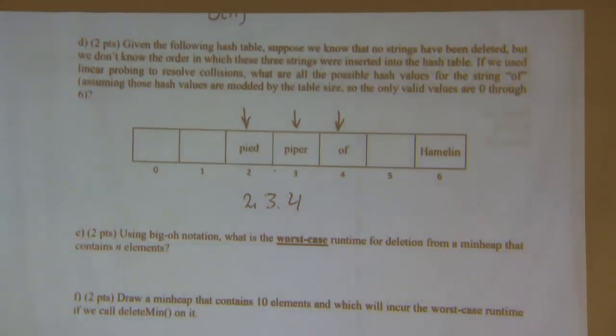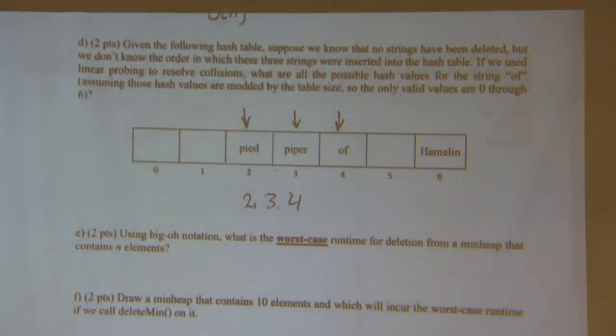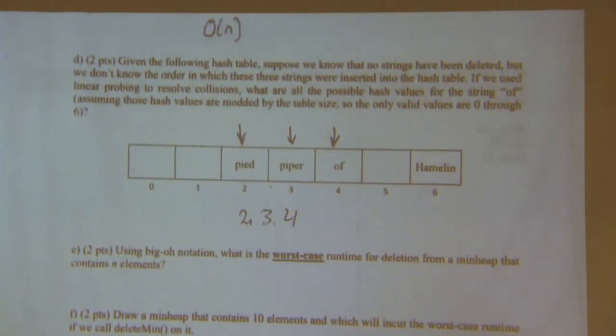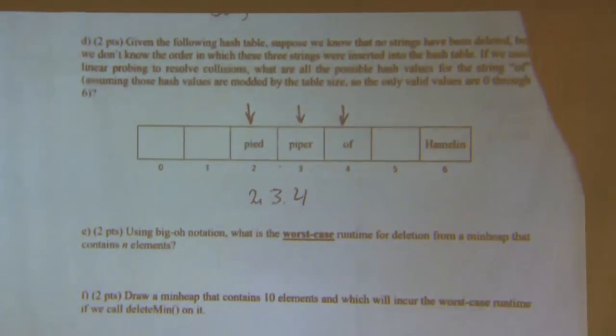Does everybody see why that's the case? Those are all the possible places it could have hashed to. And it couldn't have hashed to 1, because if it did, then it would have just been inserted into 1, right?